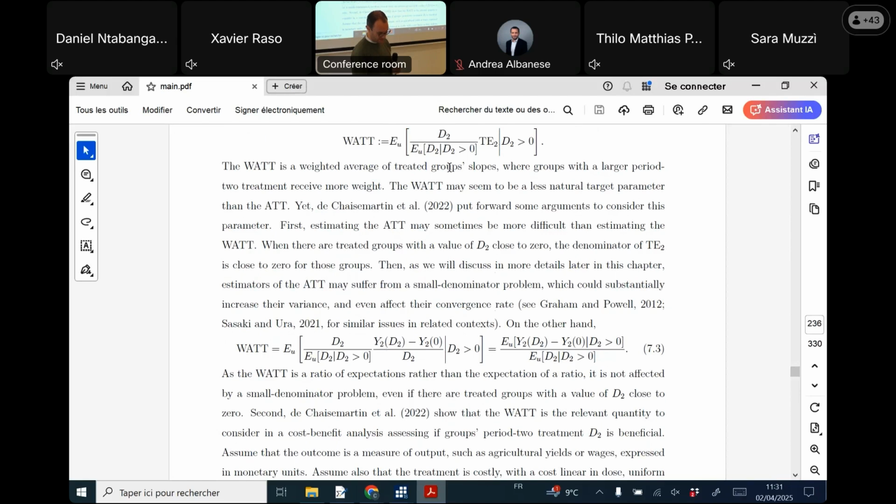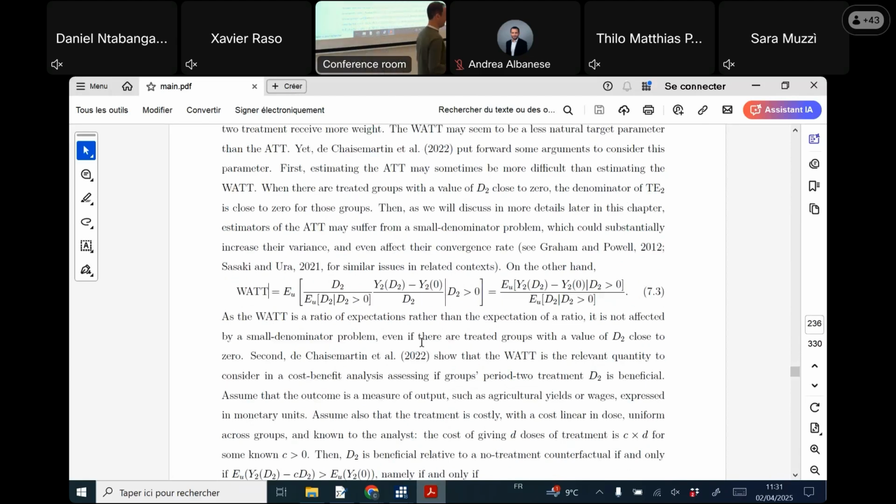It's coming from the fact that plugging in the definition of T2 is this slope here, remember? Now you see that the denominator of T2 is going to cancel out with the numerator of the weights. And therefore, our what parameter, instead of being the expectation of a ratio, is going to be a ratio of expectations. And a ratio of expectations is much easier to estimate than an expectation of ratios when the ratio inside the expectation can have a small denominator. Okay, so that's the practical motivation.